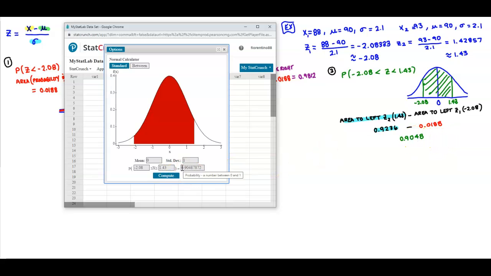So we get 0.9048, but we would round that up to get 0.9049 by hand, which is slightly different than what we get over here, which is going to happen when you're dealing with technology as opposed to doing it by hand. So therefore, these are the 3 ways that we can use StatCrunch to find the areas, whether it's to the left, whether it's to the right, or whether it's in between.